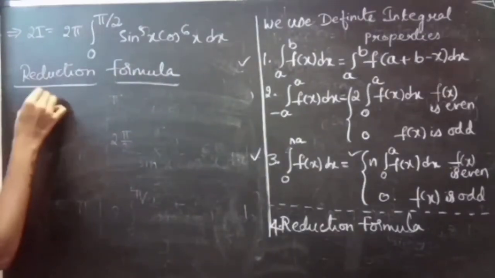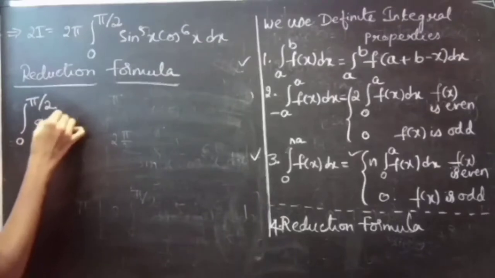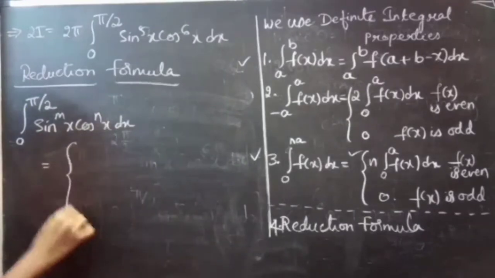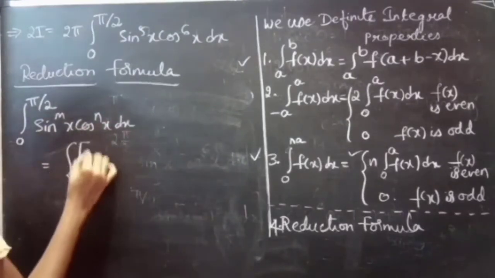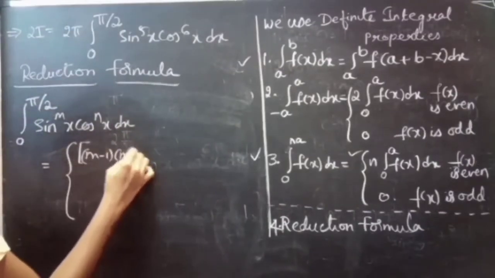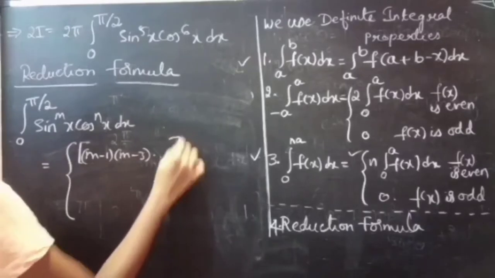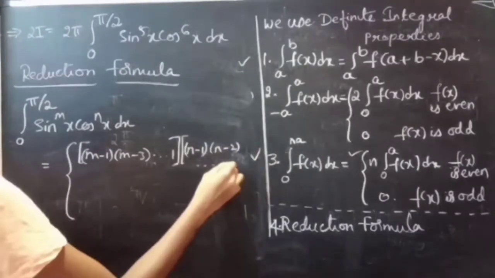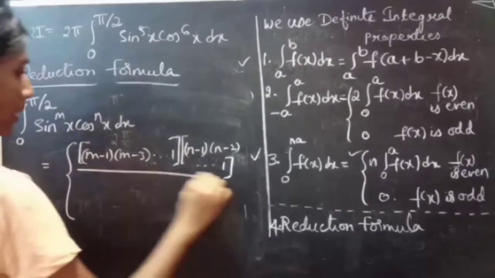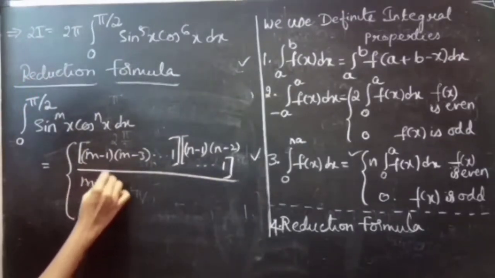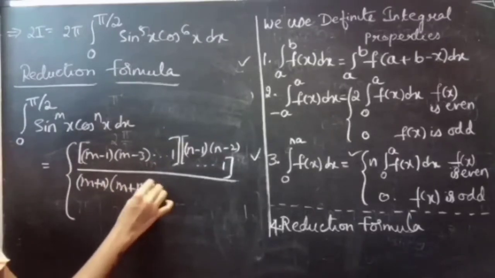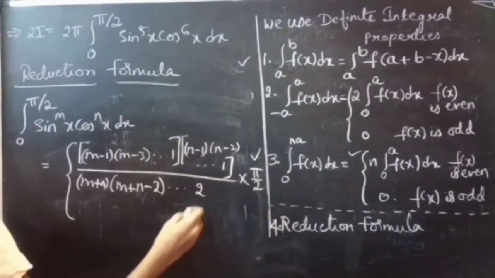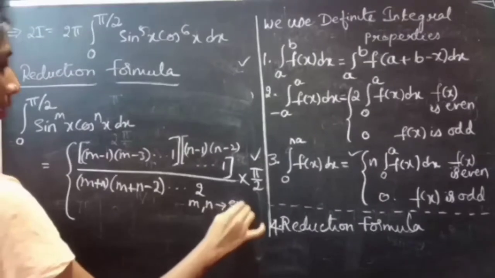Integral from 0 to pi by 2 of sin^m x cos^n x dx equals (m minus 1)(m minus 3) and so on down to 1, times (n minus 1)(n minus 2) and so on down to 1, divided by (m plus n)(m plus n minus 2) and so on down to 2, times pi by 2, when m and n are even.